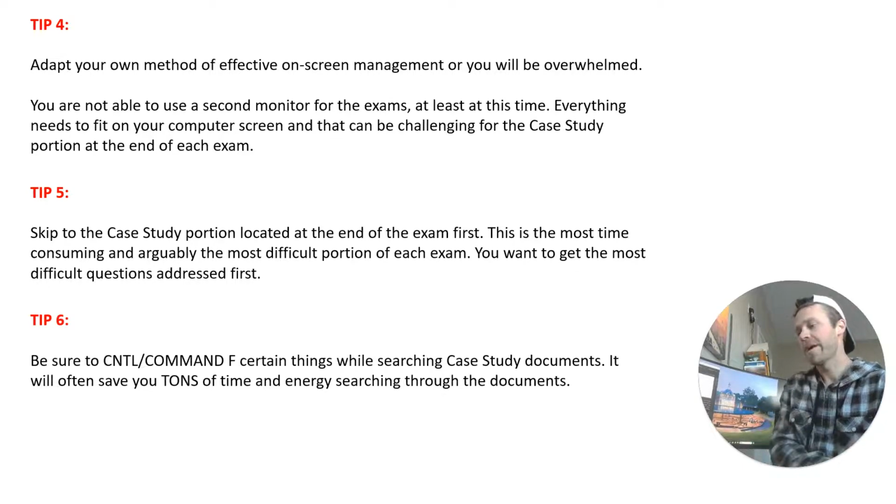All right, tip 6. Be sure to Control or Command F certain things while searching through the case documents. It will often save you tons of time and energy searching through the documents. I can't state this enough. So when you're doing that, be sure to carefully read over everything you find, because the ARE test writers know that you can Control F certain words, and they may try to trick you by putting the incorrect answer at the first Control F that you find instead of the second or third. So make sure you go through all the Control F searches. That's an important one, I think.